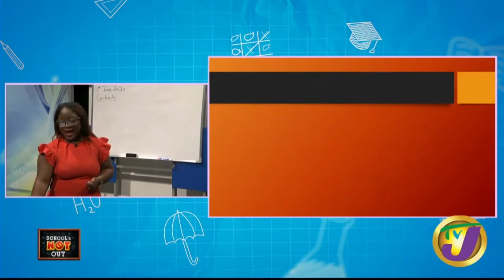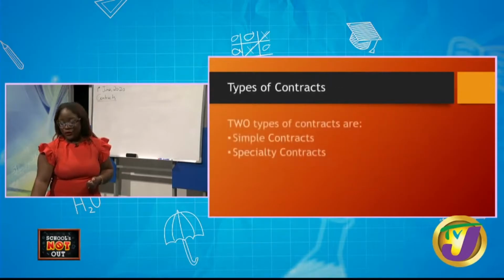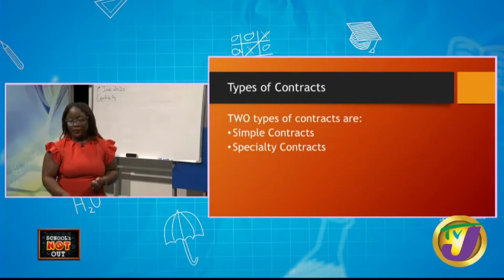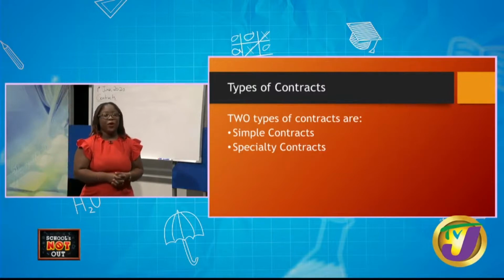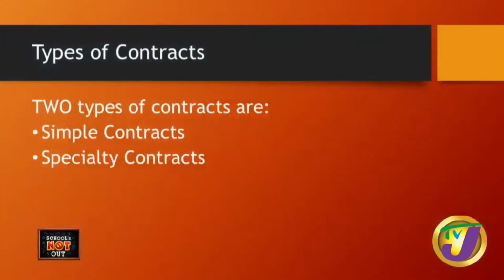Okay, so as we get closer to our second objective, we're going to be breaking down the two types of contracts. Now, there are other types of contracts, but we're focusing on just these two today, as these are required by the syllabus. The two types of contracts we should be focusing on today are the simple contract and the specialty contract.